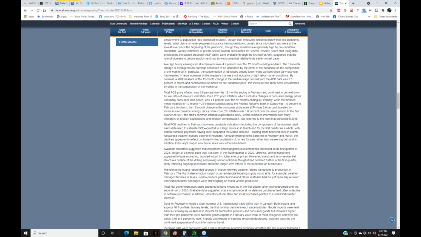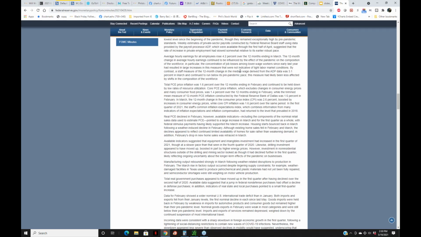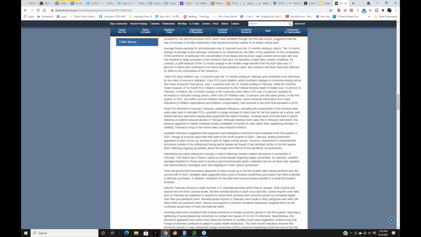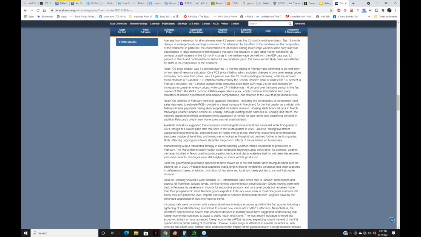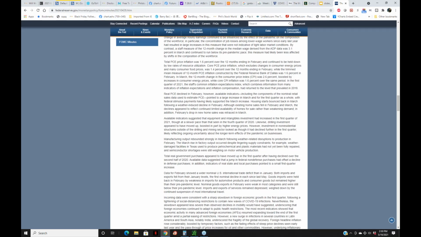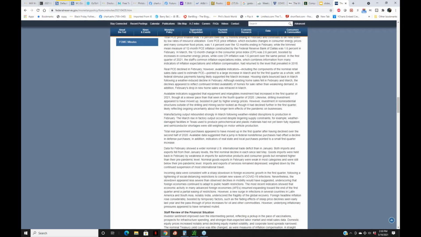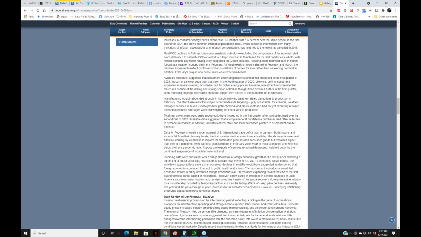Average hourly earnings for all employees rose 4.2% over the past 12 months. 12-month change in average hourly earnings, concentration of jobs. That's impressive. Average hourly earnings rose 4.2% during the 12 months ended in March. So during COVID, earnings went up. Employment's down, but the money made by the people who are working went up. Median wage, ADP was 3.1%. PCE inflation, blah, blah, blah, is bullshit. Everything to say about that is bullshit.